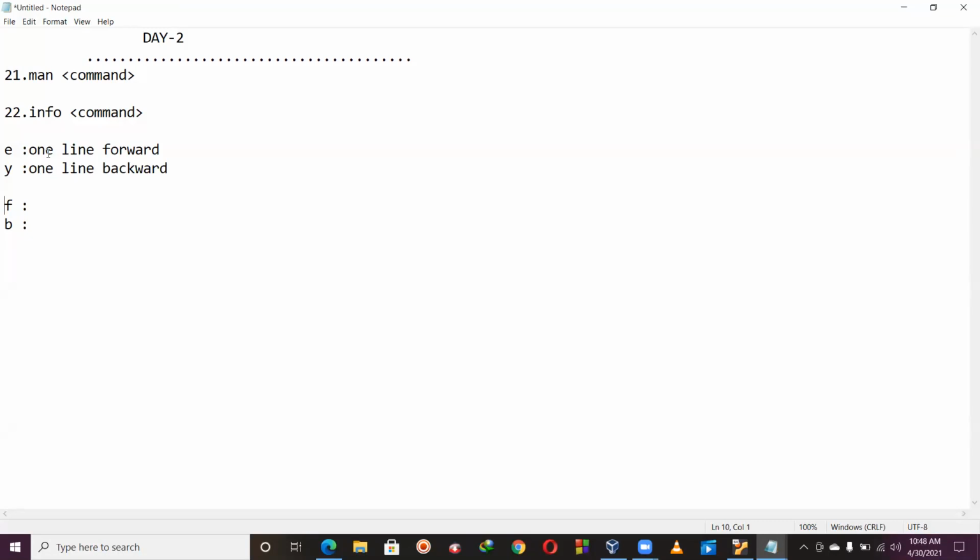In the same way, suppose you want to observe page by page, not line by line. In this case, you should use F or B. F is one page forward and B is one page backward. For example, I am showing you. Just remember E, Y and F, B.